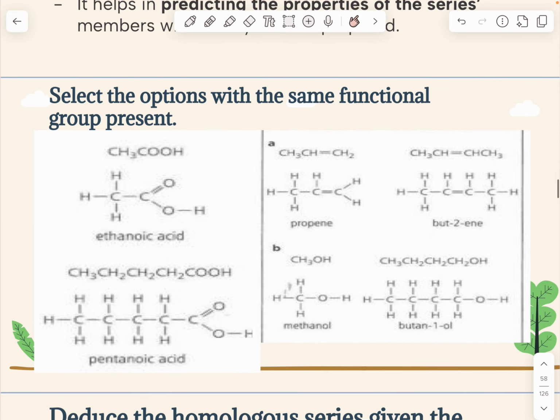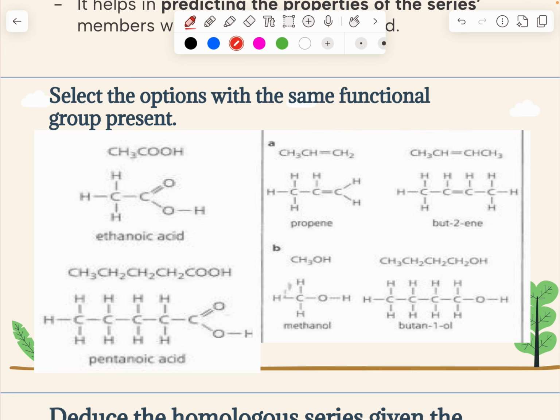Now, down here it says select the options with the same functional group. Once again, recall that the functional group is a group of atoms that have similar chemical properties, right? And we have down here, I'm trying not to talk for too long, right?